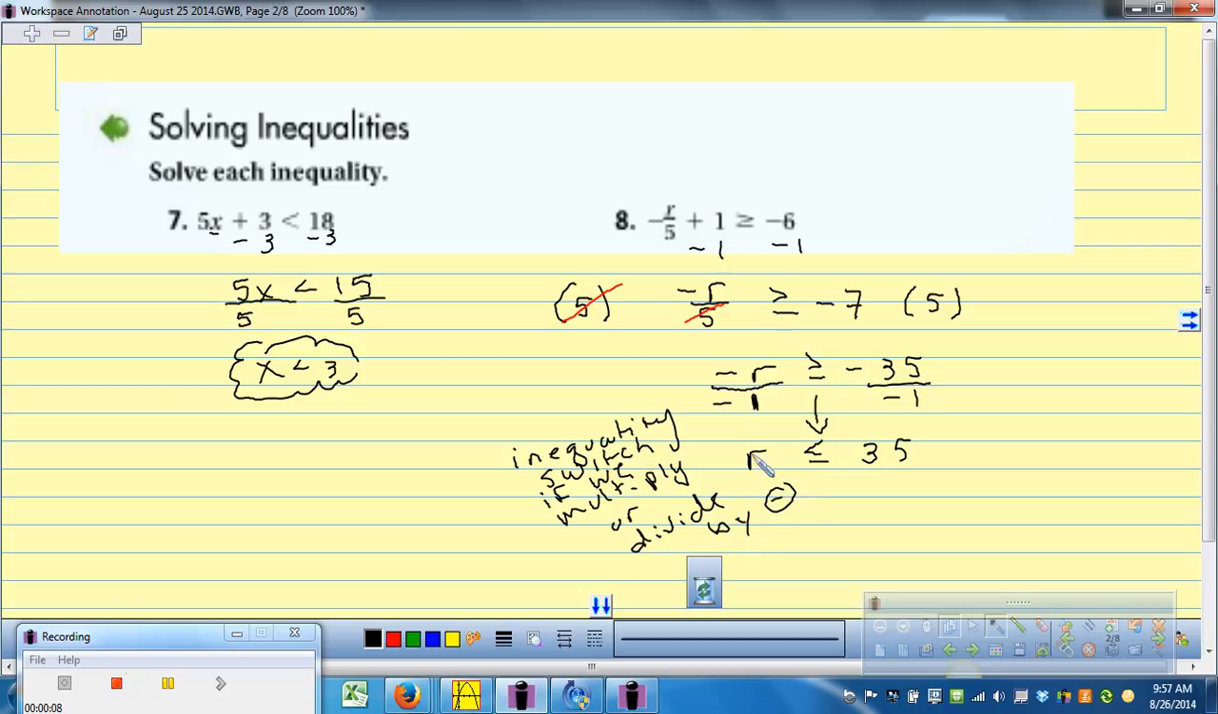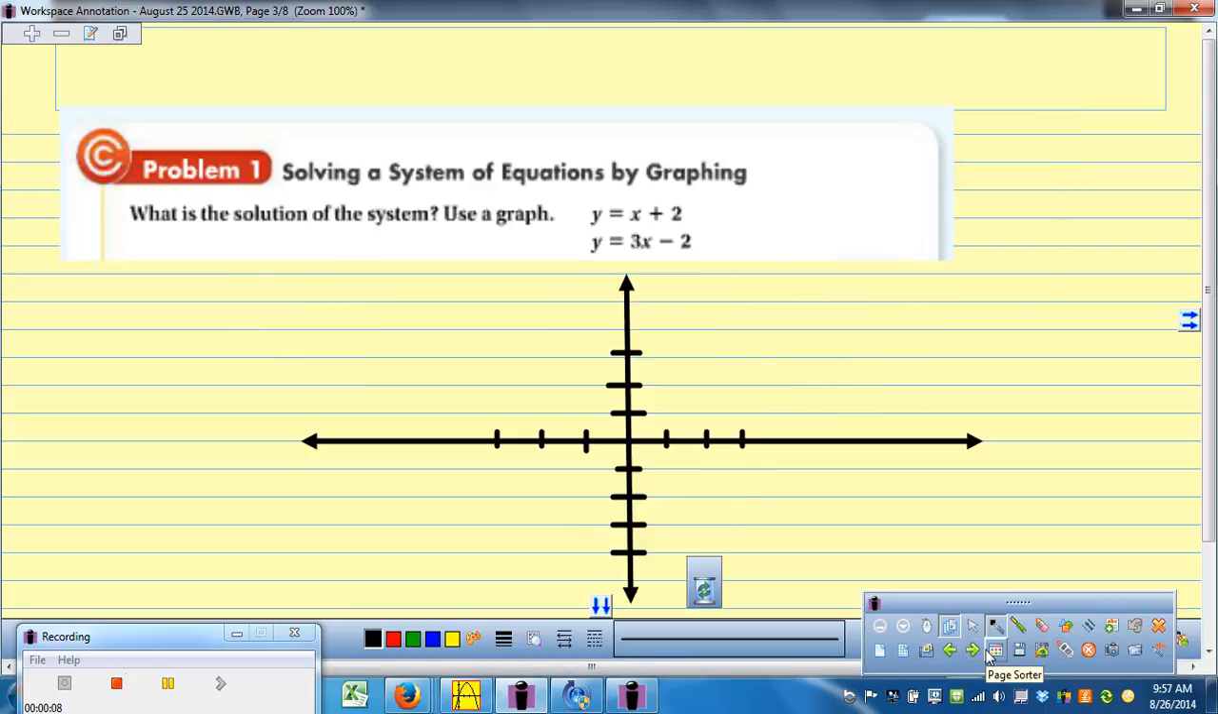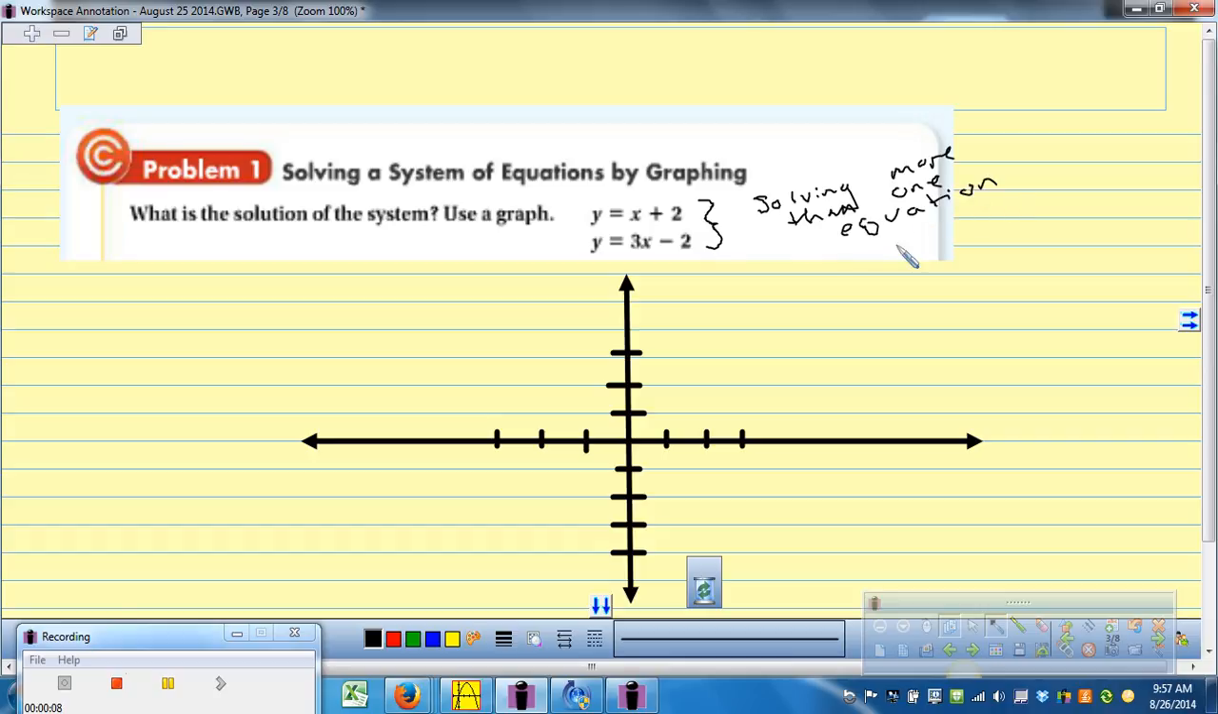Okay, so there's our little review on solving. And now we go to our system. So Ian asked a good question to start. What is a system of equations? Well, we have a system of equations anytime we are solving more than one equation together at one time.